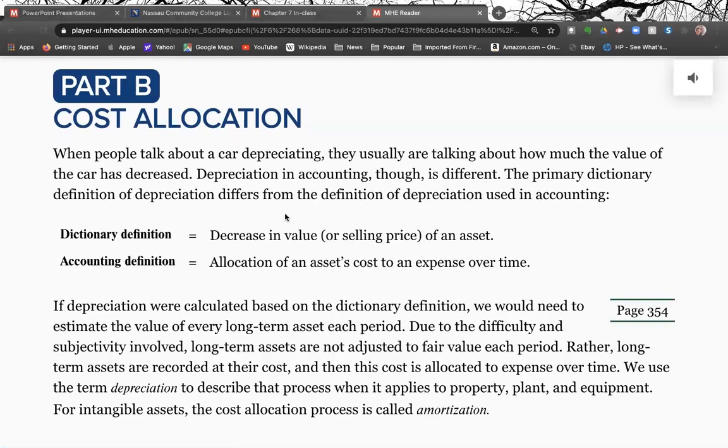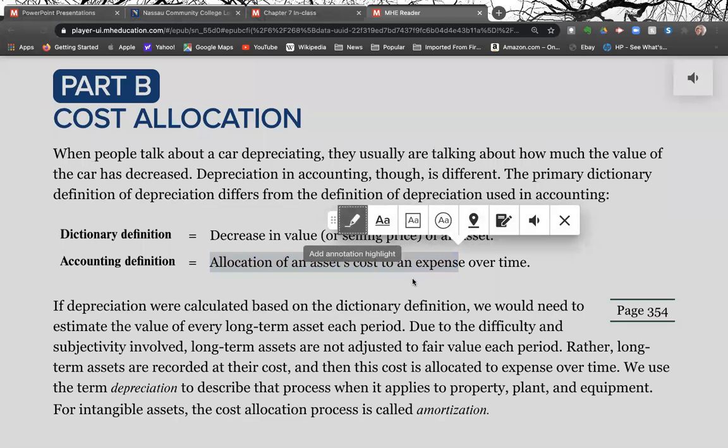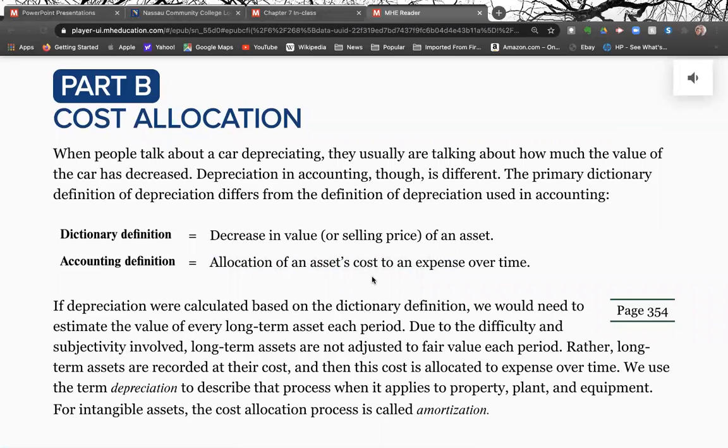Okay. Here's our next major topic, cost allocation, which is another way of saying depreciation. And remember, what does depreciation mean in accounting? It means taking the cost of the asset and allocating it to expense over time, right? In other words, we take the cost of the asset. Let's say we paid $10,000 for a machine, and we say, okay, how long are we going to use it? 5 years. How much depreciation do we have every year by owning that asset?